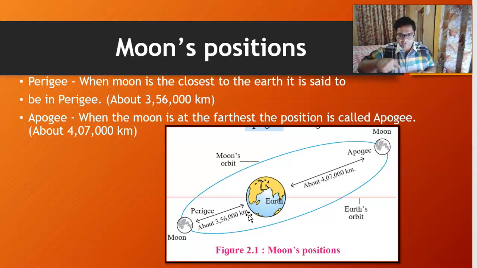Now it's again revolving. Once it revolves and comes to this position, which is farther away from the earth, that is called Apogee. It is 4,07,000 kilometers away from the earth. So Perigee is the shortest distance, which is 3,56,000, and Apogee is the farthest distance, which is 4,07,000 kilometers. The earth is stationed over here and the moon orbits around it. Let's go ahead.